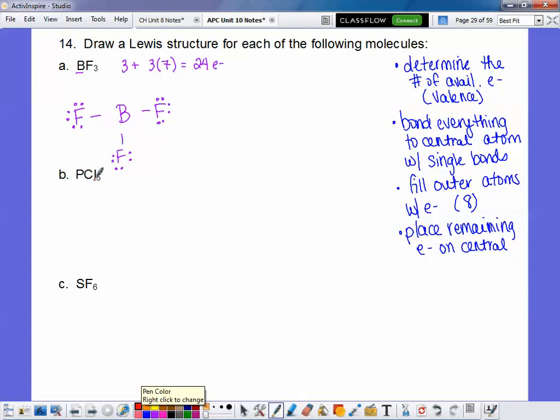All right, for PCl5, phosphorus has 5 valence electrons, and each chlorine has 7, so that is a total of 40 electrons available. All right, phosphorus goes in the center. We're going to bond everything to the central atom with single bonds. Well, we have 5 chlorines, so we're going to make 5 single bonds. And I'm just trying to, as best as possible, evenly space those chlorines around the phosphorus.